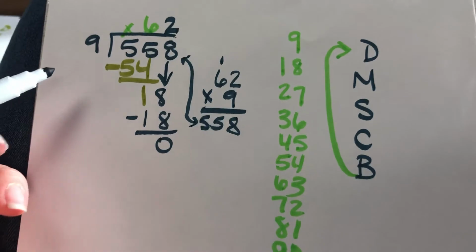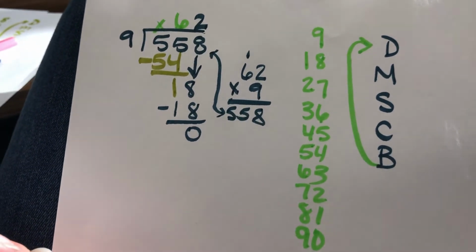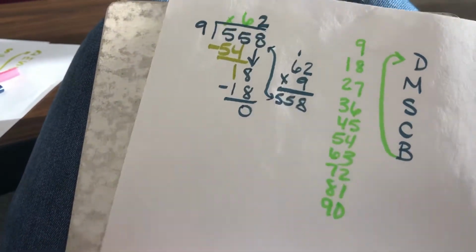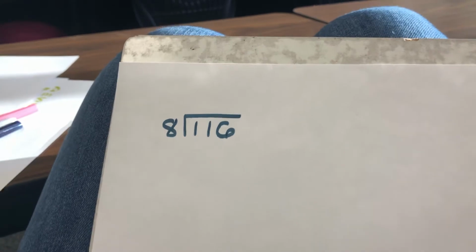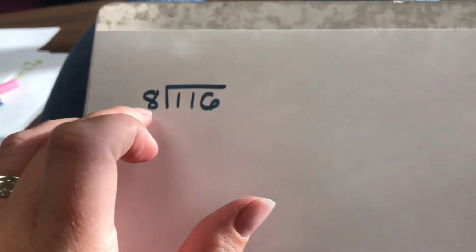Okay, then I know that I am correct. Does that make sense? I hope so. All right, so I'm going to do one more just so that we know that we have our steps down. Okay, now right now we're only doing 1-digit divisors, meaning we're only dividing by 8.